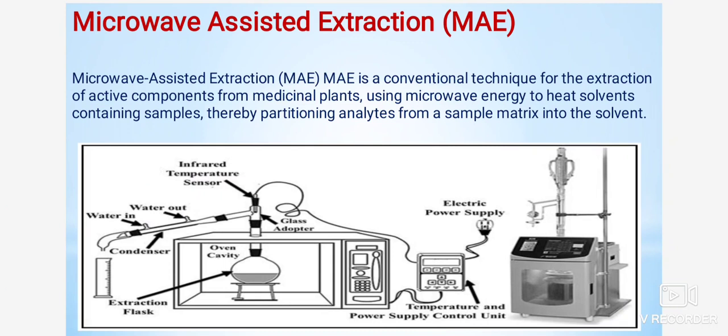The first one is microwave assisted extraction. Microwave assisted extraction is a conventional technique for the extraction of active components from medicinal plants, using microwave energy to heat solvents containing samples, thereby partitioning analytes from a sample matrix into the solvent. You can see this image of a microwave assisted extractor.